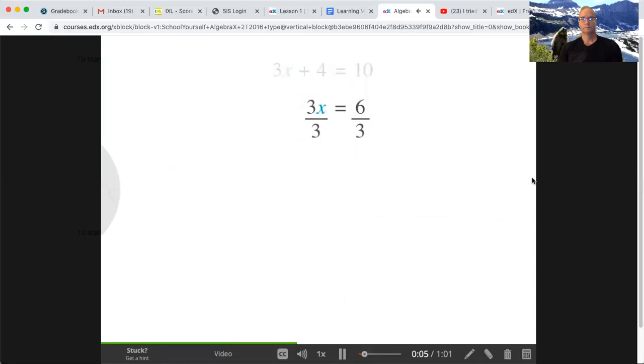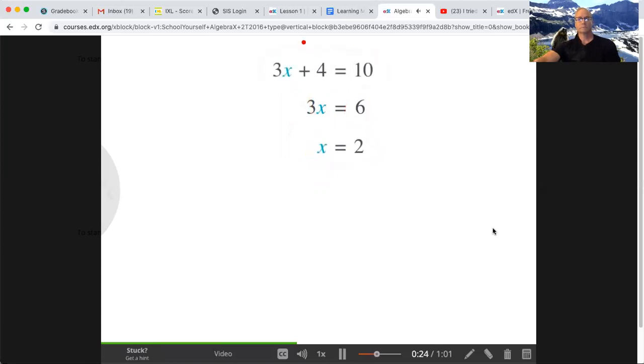On the left, we're taking x, multiplying by 3, and dividing by 3. So the 3's cancel out, leaving us with x. Nicely done. And on the right, we have 6 divided by 3, which equals 2. So the solution to our original equation is x equals 2.